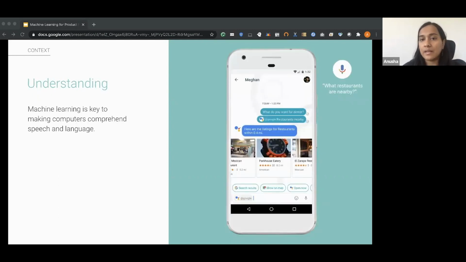Next is understanding. Machine learning is key to making computers comprehend speech and language. This makes it possible for you to talk to your phone and for it to understand you with a query like, say, "Okay Google, what are the restaurants nearby?"